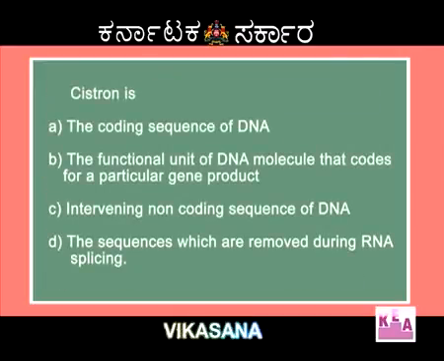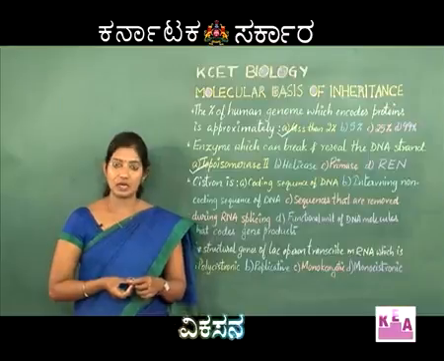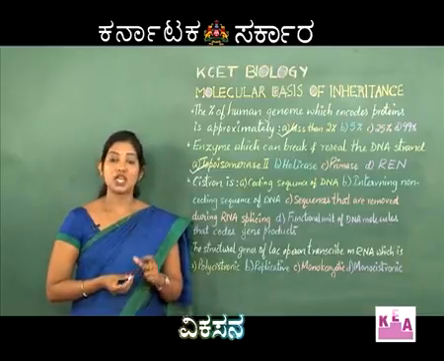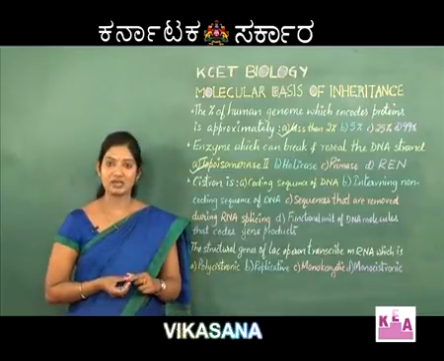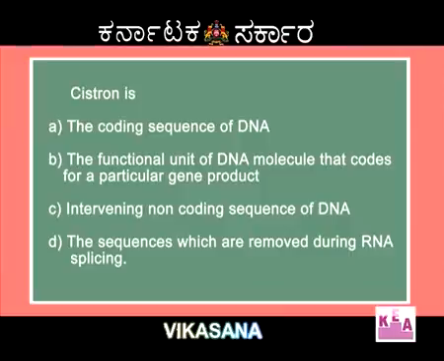Next, cistron is. Let me first tell you what a cistron is. A segment of DNA which can produce a specific polypeptide chain is called a cistron. The options are coding sequence of DNA. Coding sequences of DNA are called exons. Now the next 2 options, intervening non-coding sequences of DNA and sequences that are removed during RNA splicing. These are nothing but introns.